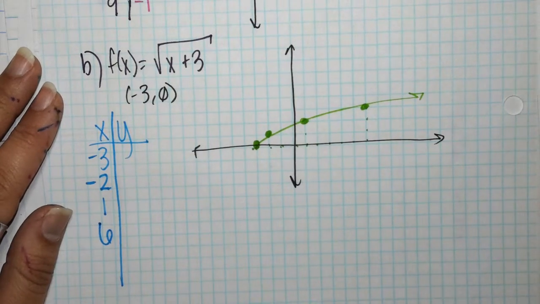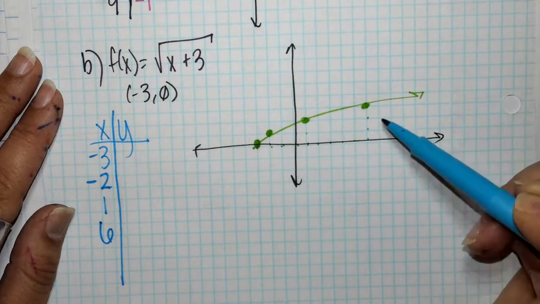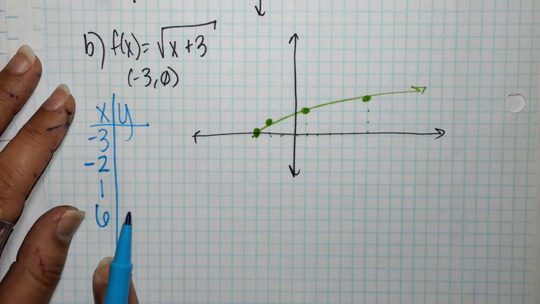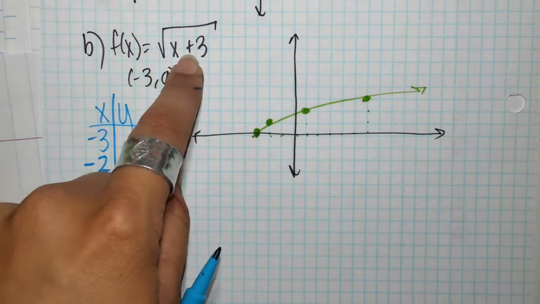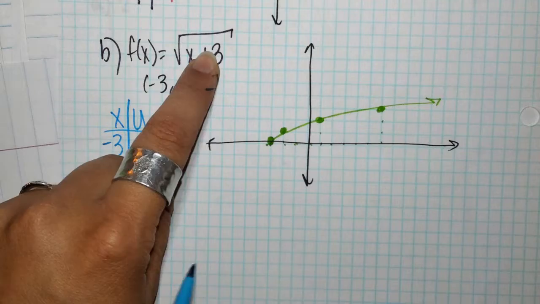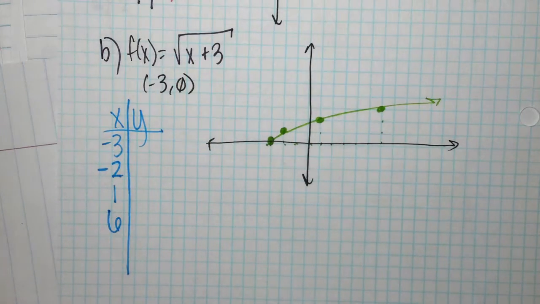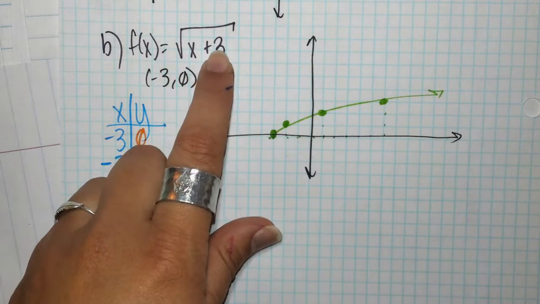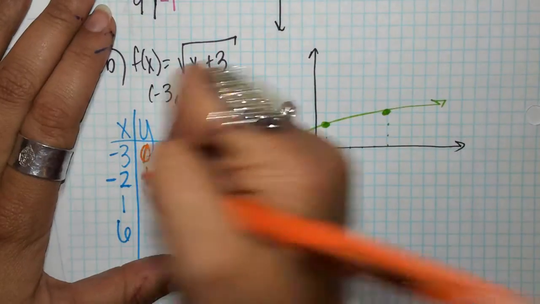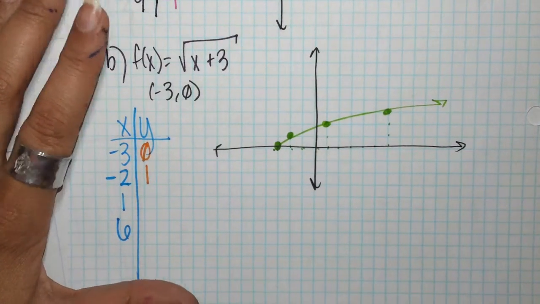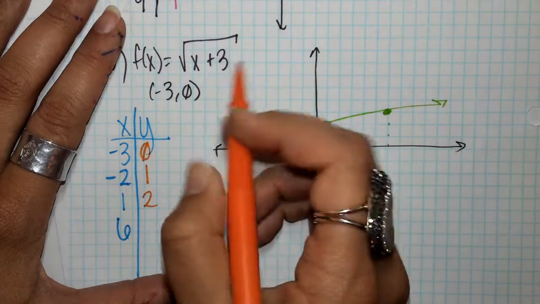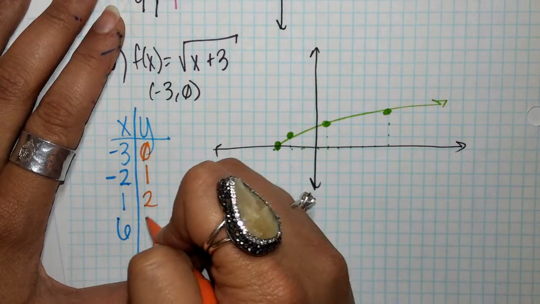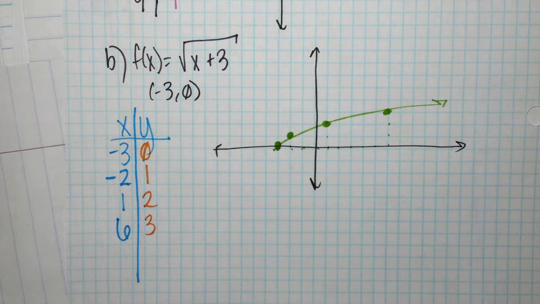6. Now those are also the values here. I did that because I want to get a perfect square under the radical. Negative 3 plus 3 is 0. The square root of 0 is 0. Negative 2 plus 3 is 1. The square root of 1 is 1. 1 plus 3 is 4. The square root of 4 is 2. And 6 plus 3 is 9. The square root of 9 is 3. And that's what we did.